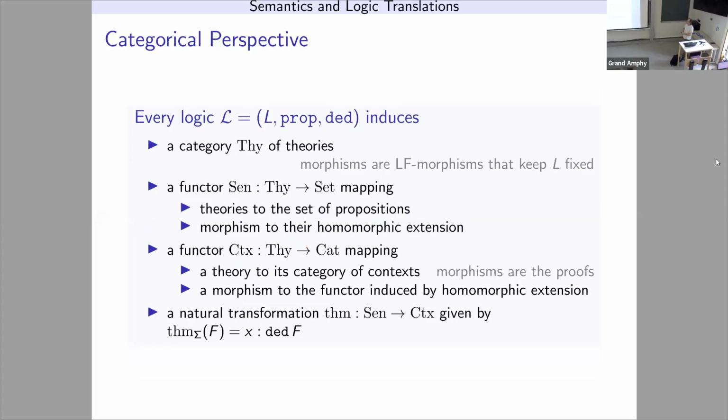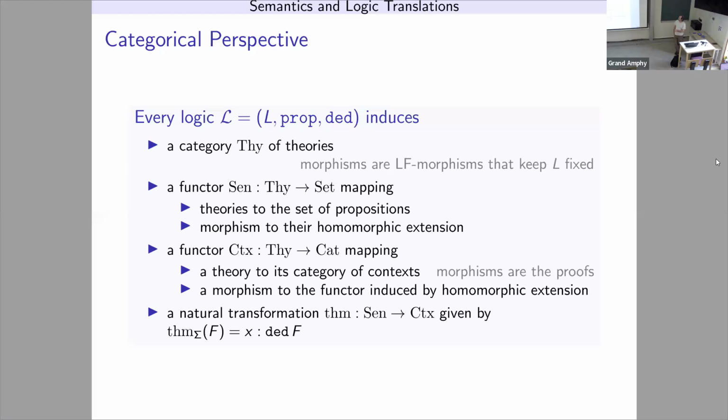And categorically, this gives us a functor that maps theories to sets. Another functor is context, or you could call it proof. On the blackboard, I call it PF for proofs, which gives us for every theory the category of contexts. And the mapping THM I mentioned, that is then a natural transformation in the language of categories.